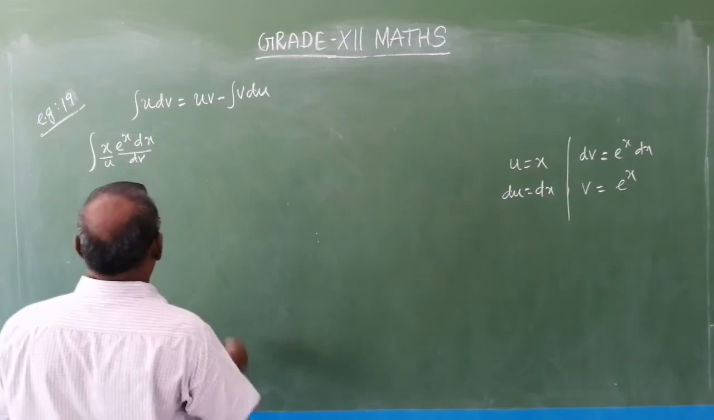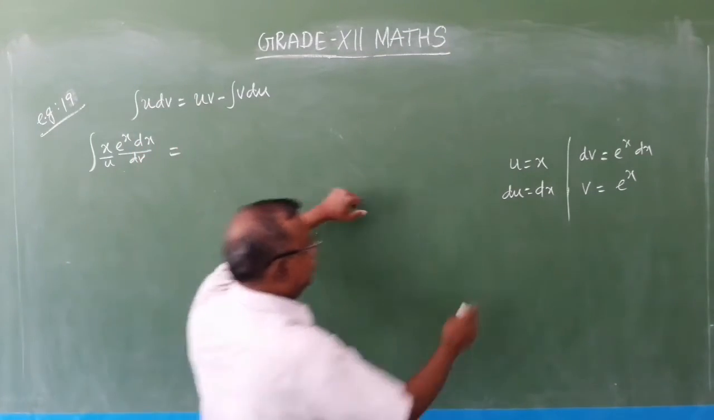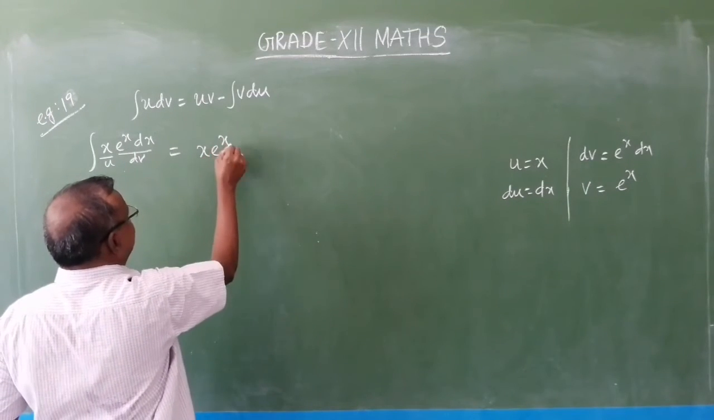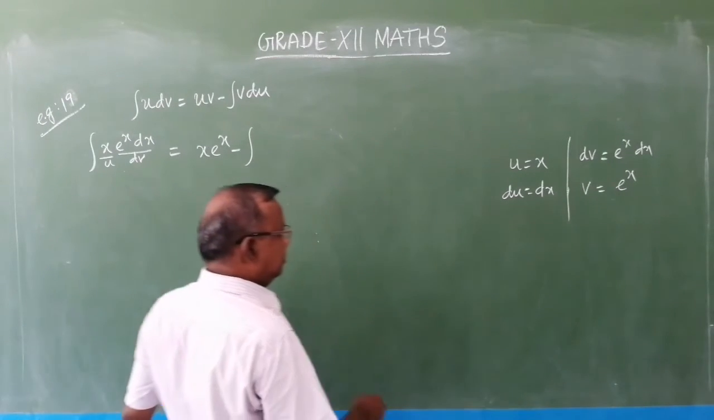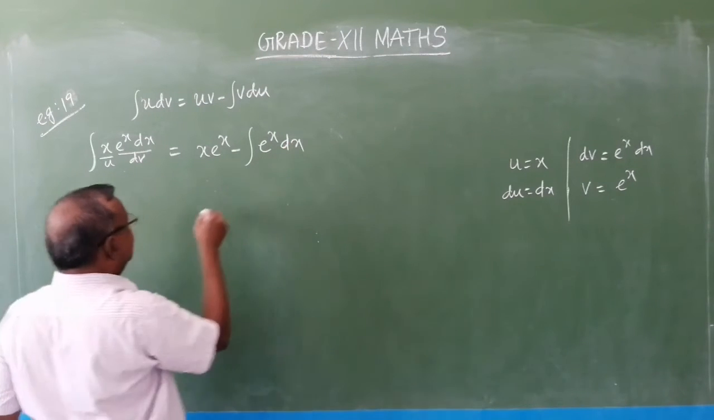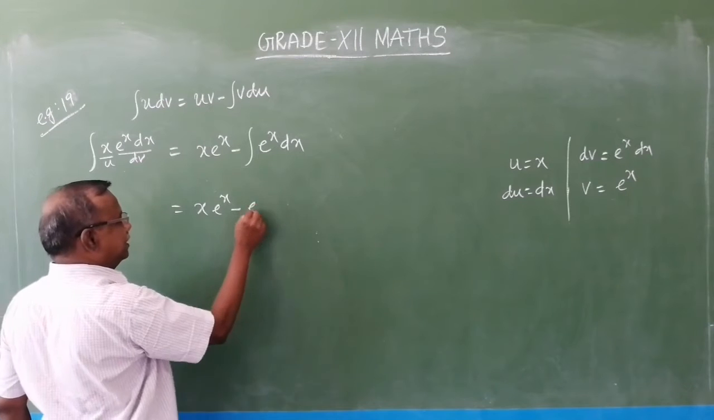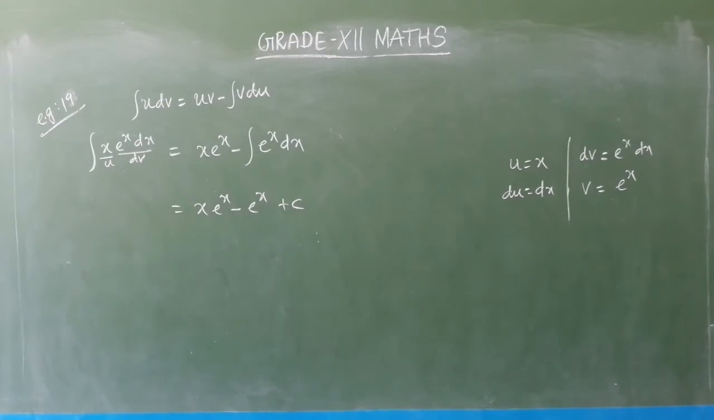Now this is equal to first uv, uv means x into e power x. So x into e power x minus integral v du, v means e power x, du means dx. So this is equal to x into e power x minus e power x, integrating e power x only, plus c. So this is the answer.